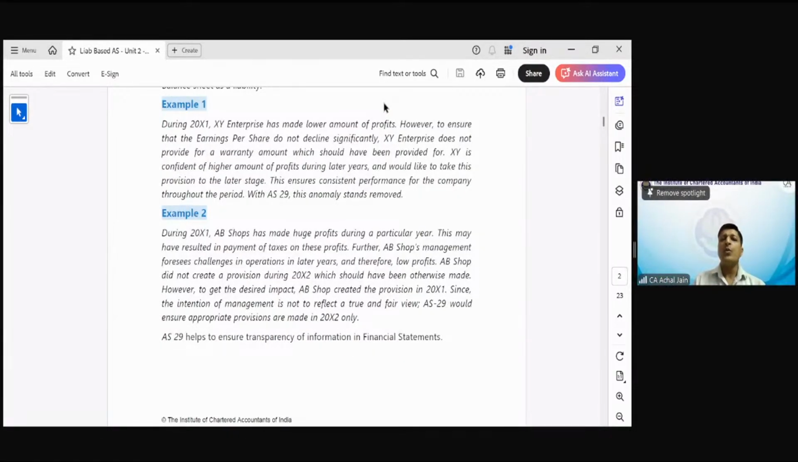Now let's look at one more example. AB Shops has made huge profits. This may have resulted in payment of taxes on this. So their management foresees that in the future years there will be some challenges.